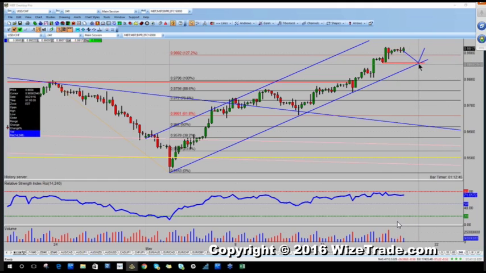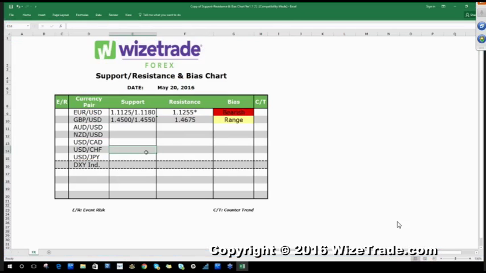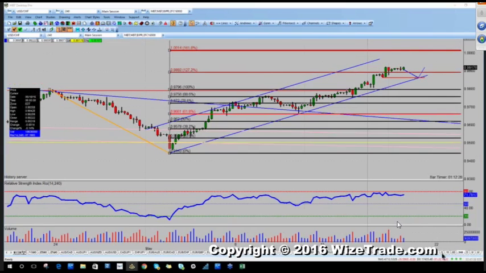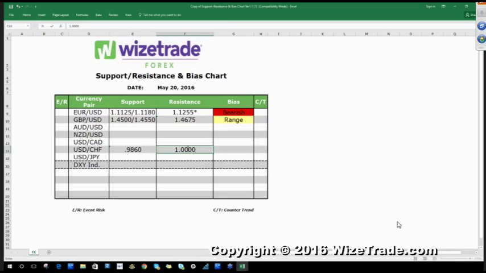So anyway, regardless, 98.60 would be support today for the Swissy. 98.60, and resistance, frankly, is parity. Parity is the 161% extension. It's also parity. Being the 161% extension just above it, that's just the next resistance level. It's just a big round number. Okay, it is bullish.